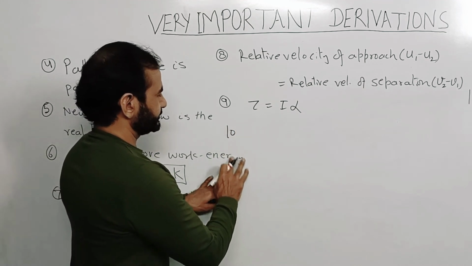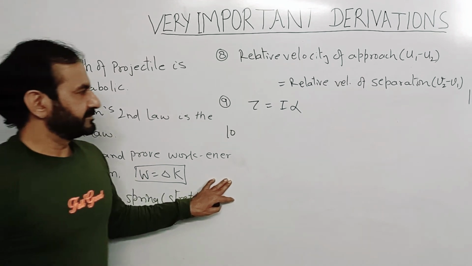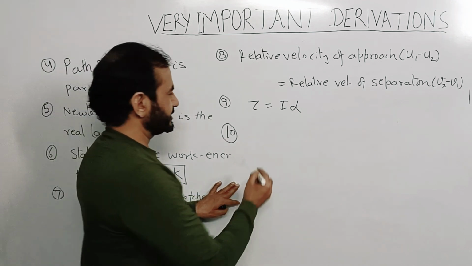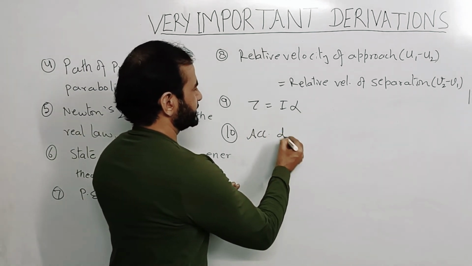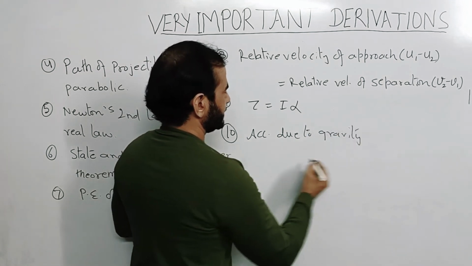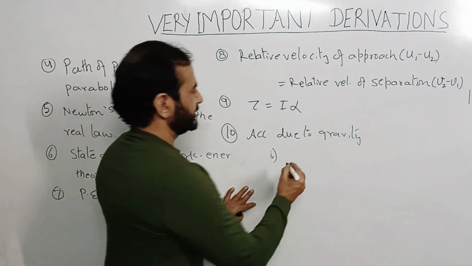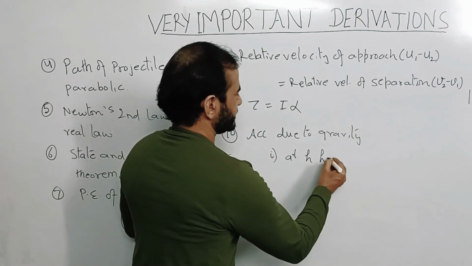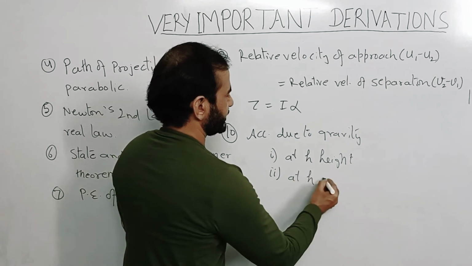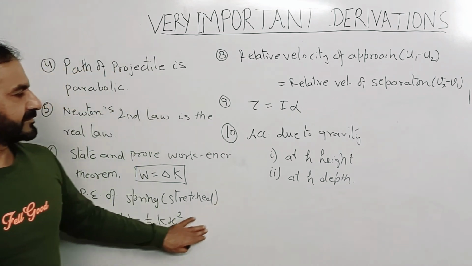Number 10, gravitation. Gravitation is a very important chapter. From it, acceleration due to gravity. We can take its two parts, but it will be asked separately at h height and in second at h depth. Both are important, very important.